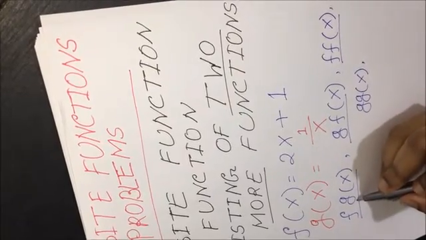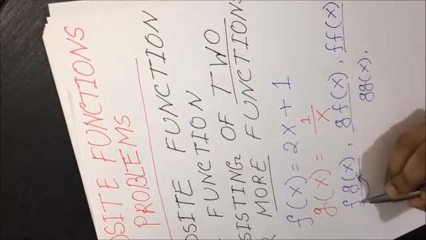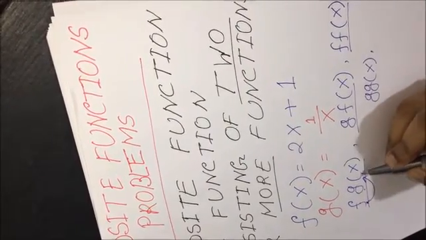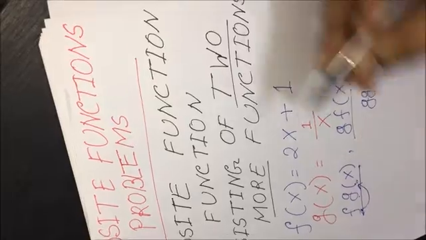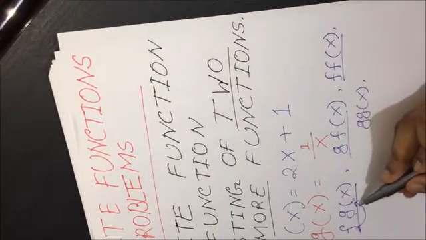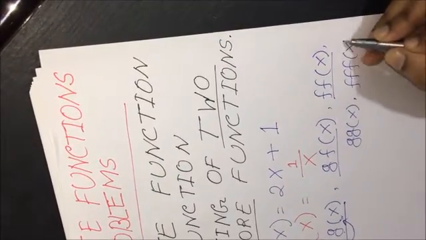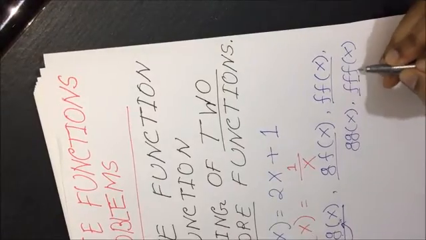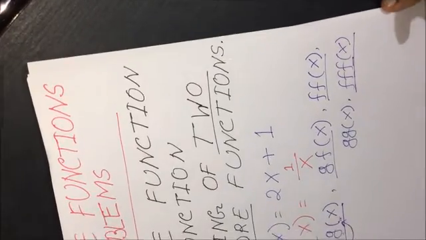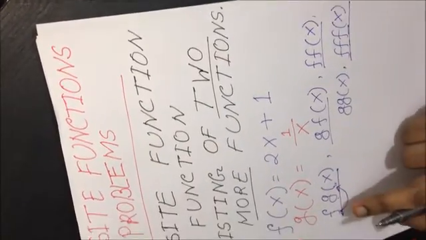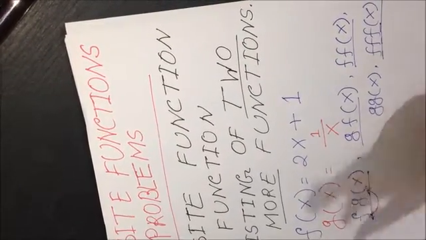How is this a composite function? Because f g x is a combination of two functions. f is a separate function, g is a separate function, but f g x contains more than one function, that is two functions. That's why it's a composite function. Or f f f x is also a composite function, combining three f's. Now, how do we find the value of f g x from my simple f x and g x?